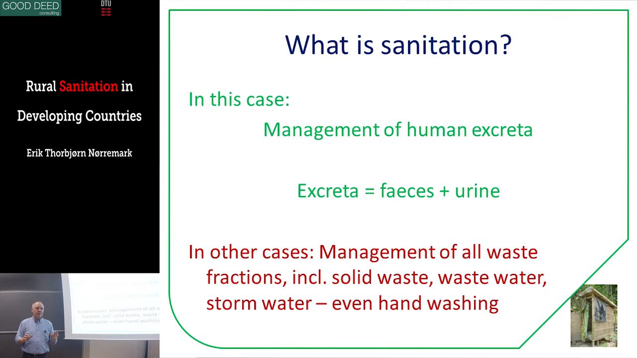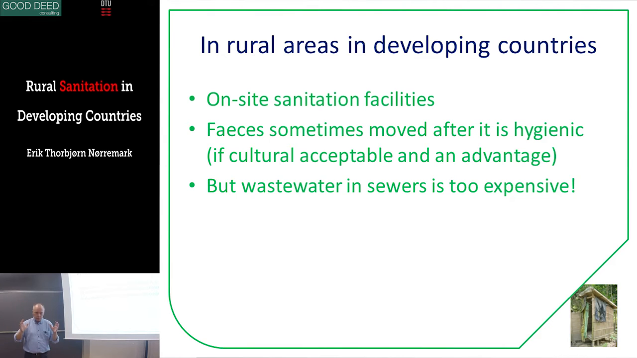Now, a definition of sanitation depends on culture, it depends on the language you speak. In our case here, we'll be defining it as management of human excreta. Excreta is feces and urine. In other contexts, it can be management of a lot of other waste, solid waste, wastewater, stormwater, and even hand washing. But we just have it for feces and urine management.